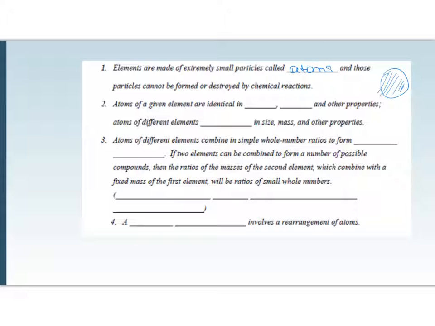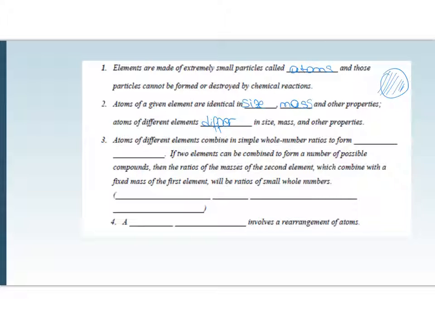The second one, atoms of a given element are identical in size, mass, and other properties. Atoms of different elements are going to be different from each other. We do not accept this statement nowadays because we talk about some kinds of atoms called isotopes. Isotopes have the same number of protons, but they differ in their mass number. So this is not true for today.